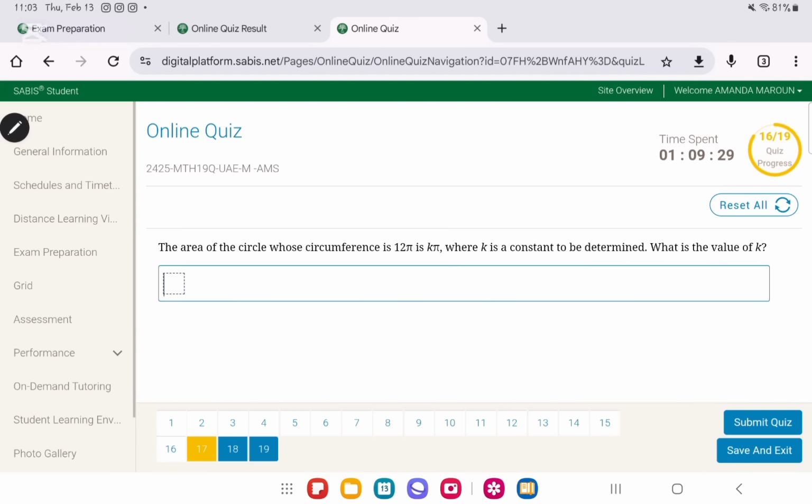We move on to the next question, which is question 17. The area of the circle whose circumference is 12 pi is k pi, where k is a constant to be determined. Okay, what is the value of k?